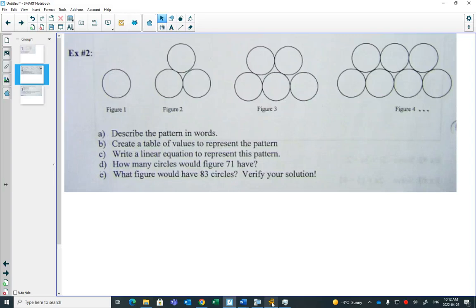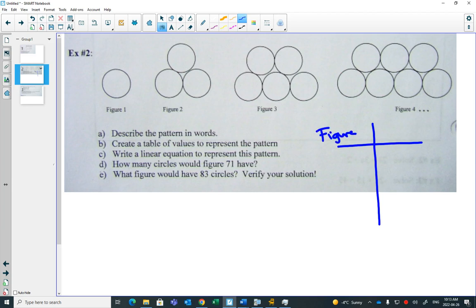On example 2, you've described it in words to your partner. Now, the table of values, that's where we make a T-chart. We have our figure number here. What letter do you want to use for figure number? F, okay. And circles over here, and you want to use C? Okay.